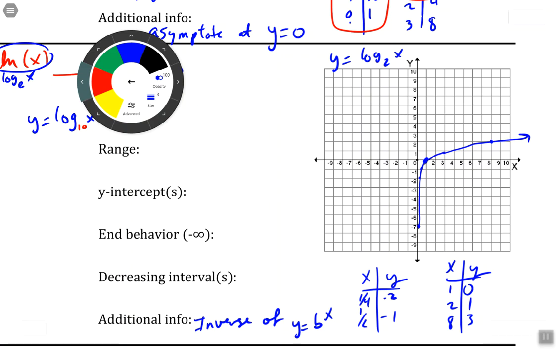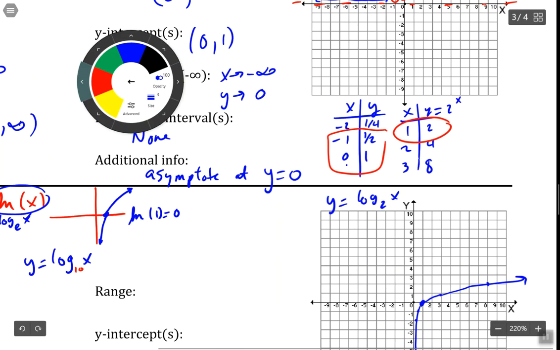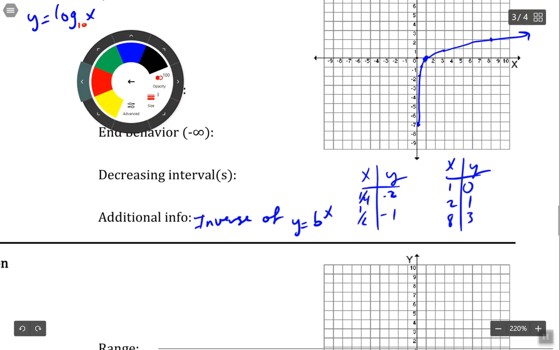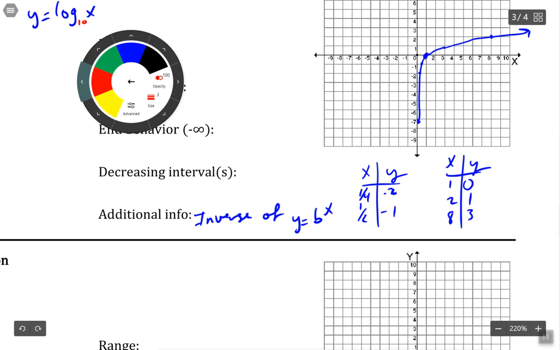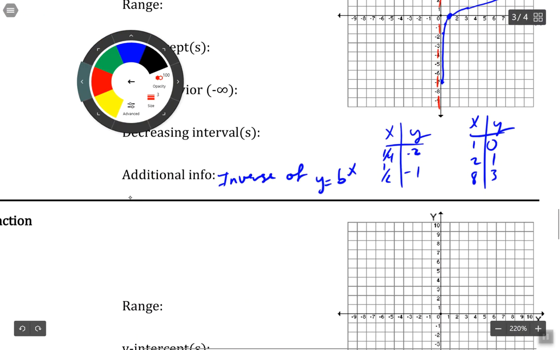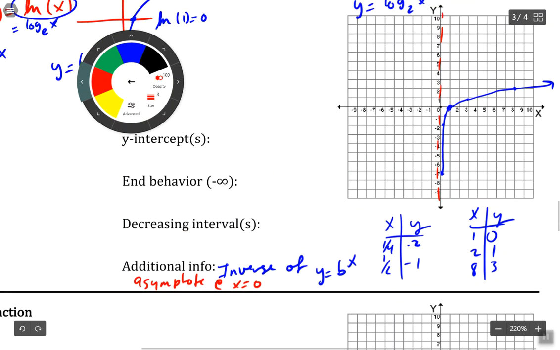What kind of asymptote? Last one it was a horizontal asymptote. I forgot to write that. That was a horizontal asymptote. What kind of asymptote do we have this time? Vertical. This is our asymptote, so it's x equals 0. Asymptote at x equals 0. Isn't that a cool graph? They're really handy to know. Natural log is all over the place. We have to understand it.